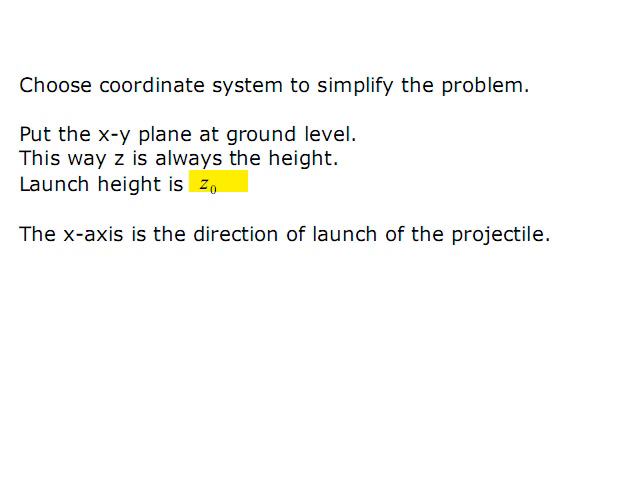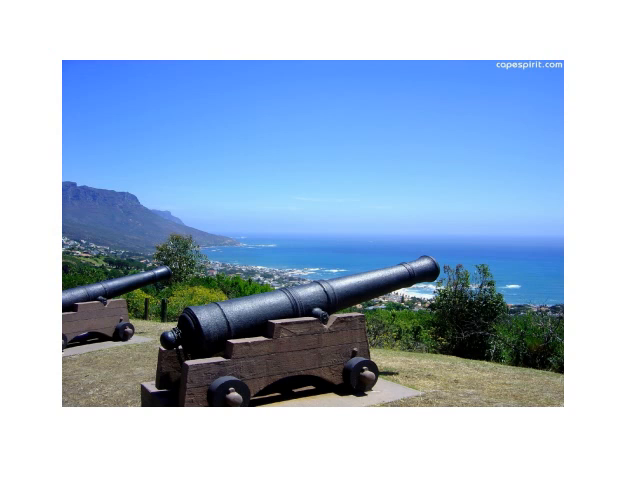Then let the x-axis be the direction of the launch of the projectile. Okay, and I'll show you how that looks in the next slide. So here is a picture of a cannon that would launch the projectile. Now, what I said is always put the XY plane down here on the ground. So this is going to be your XY plane. You might quibble and say you should put it down at sea level, but you might do that too, and that could be okay.